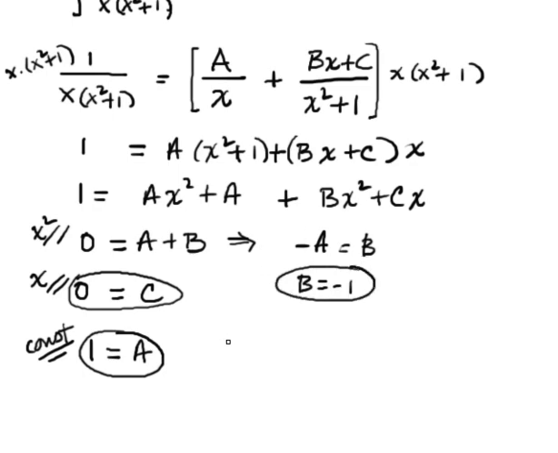All right, so now we're ready to write our integral as a sum of two fractions. So we have 1 over x, that's A over x, A is 1, plus B is minus 1, minus 1 times x, that's minus x, plus C, but C is 0, over x squared plus 1 dx.